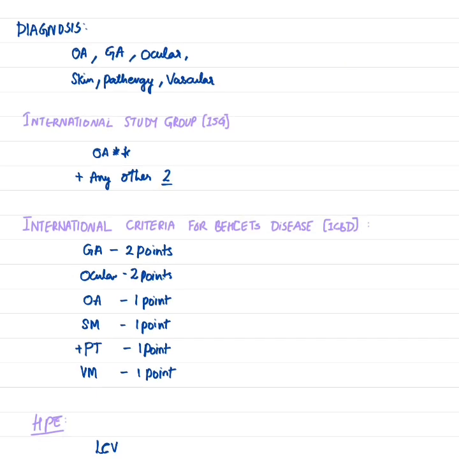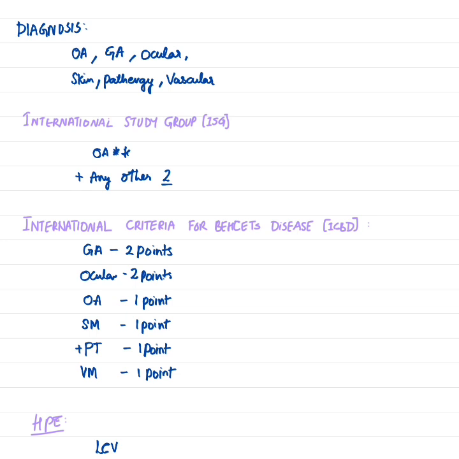Coming to diagnosis, the 6 criteria that are the standard for diagnosis of Behcet's disease are oral aphthosis, genital aphthosis, ocular manifestations, skin manifestations and the pathergy test, as well as vascular manifestations. The International Study Group criteria say that oral aphthosis is the most important criterion that should be present along with any 2 of the other mentioned criteria.